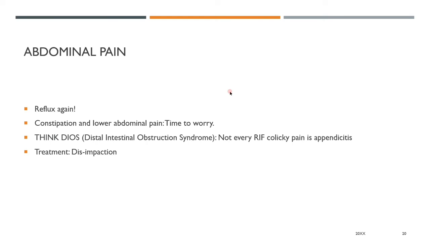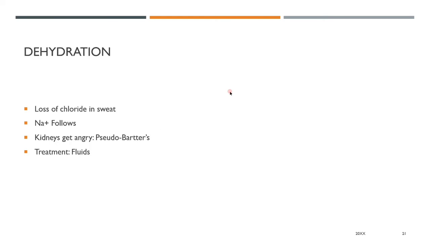Dehydration as well is a big part of it, because these patients lose chloride in the sweat. Sometimes in cystic fibrosis patients, the chloride lost in the sweat can reach more than 90 millimole per liter. And the problem is they don't just lose chloride, water follows and sodium follows as well.